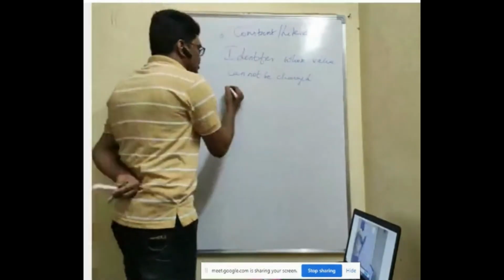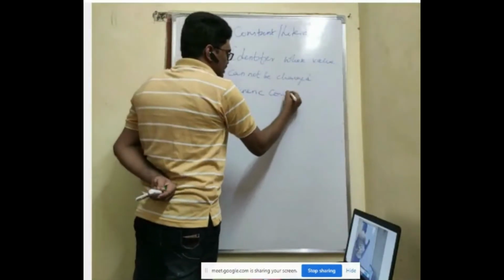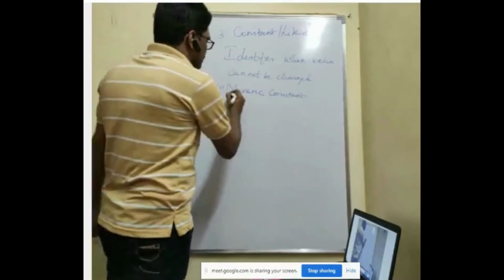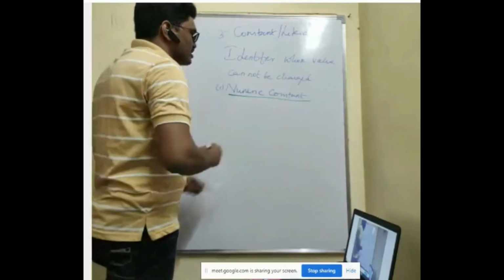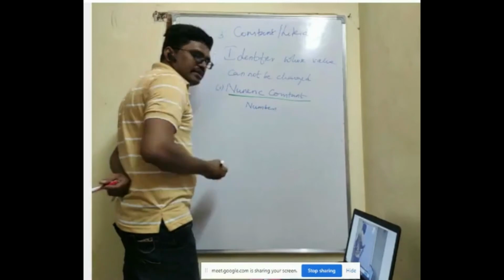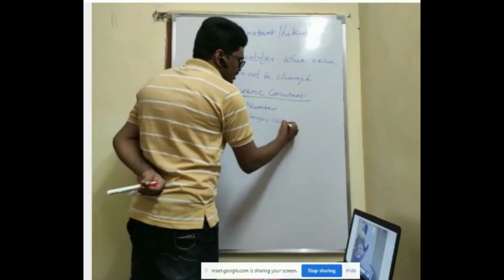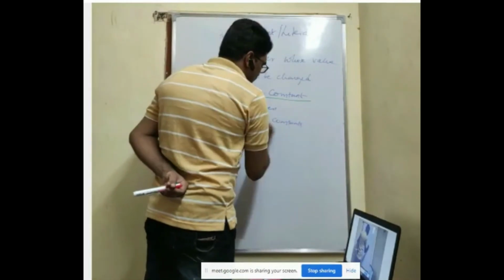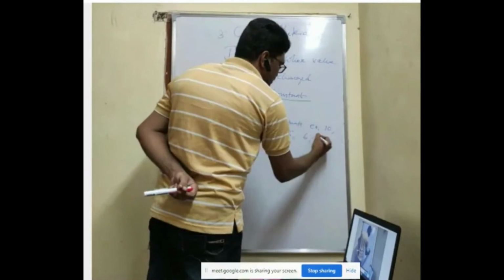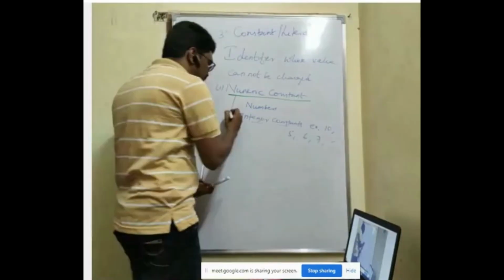See, constants are classified into two types. One is numeric constants. Numeric constants deal with numbers. In this, again, you have two types. One is integer constants, that is numbers which do not have a decimal point, like 10, 5, 6, 7. You should not have a fractional part or decimal point.